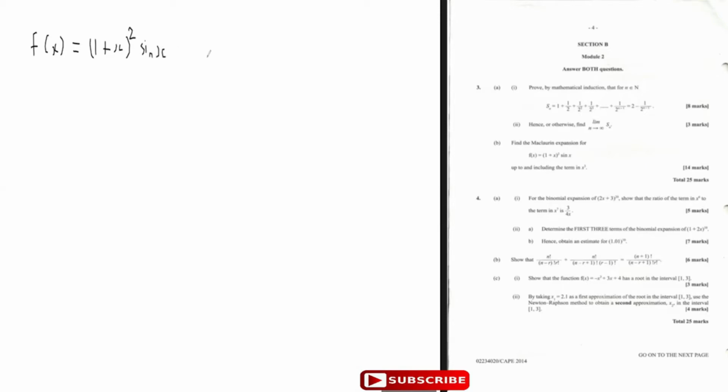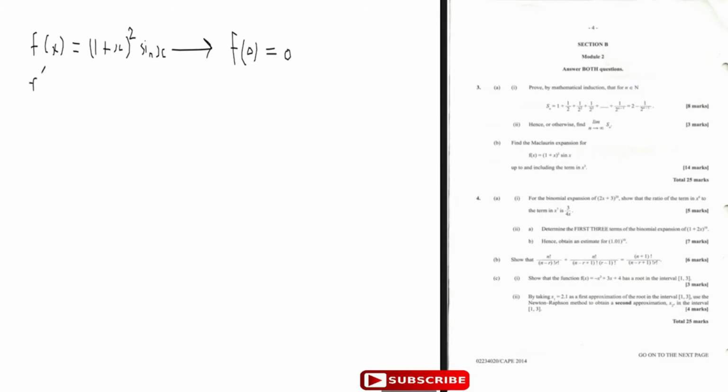So first, now we need to find what is f of 0. So f of 0 means we're going to substitute x as 0. Subbing in x as 0, we're going to get 1 plus 0 squared. 1 plus 0 squared is 1, but then times the sine of 0 is 0. So f of 0 is 0.